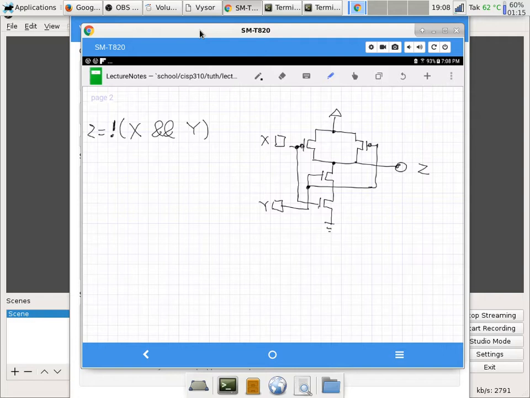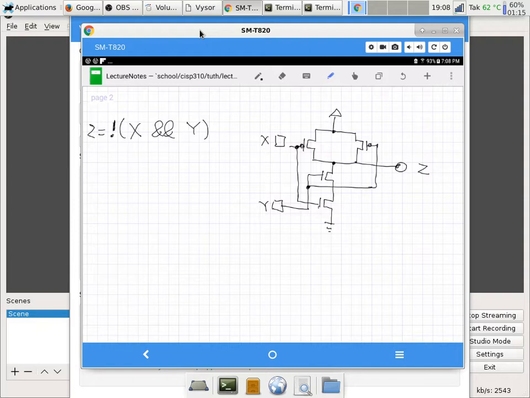So the first question is, what if X and Y are both low? In other words, they're both 0. So at this point, I'm making the assumption that the lack of a voltage, or 0 volt, is representing false or 0. The presence of a voltage is representing 1 or true. Is that okay? All right.